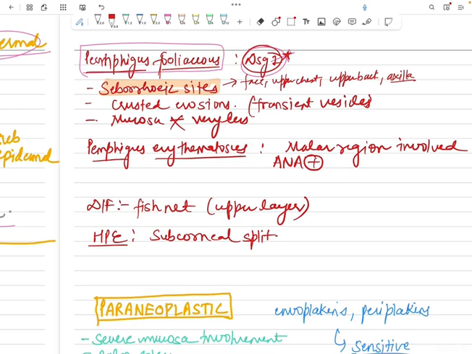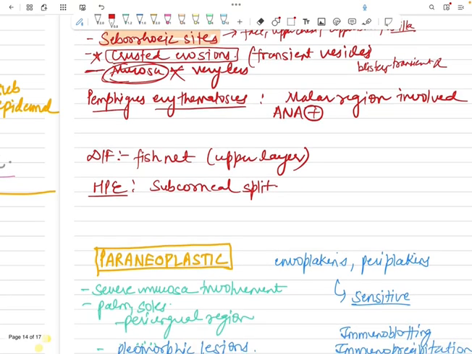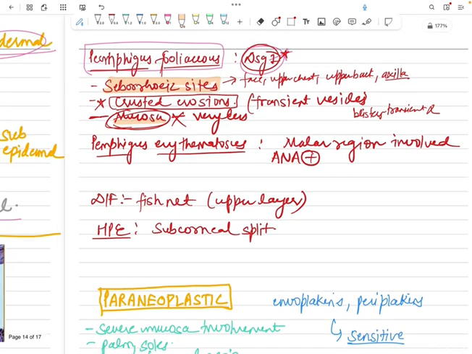Now in pemphigus foliaceus, the blisters are so transient that the patient does not even notice them, right? So mostly the blisters rupture and they form crusted erosions, right? Mucosa, is it involved in pemphigus foliaceus? Very rarely. Mucosa is almost not involved in pemphigus foliaceus. Another variant, we have F, then we have E also. So pemphigus erythematosus is a variant of pemphigus foliaceus.